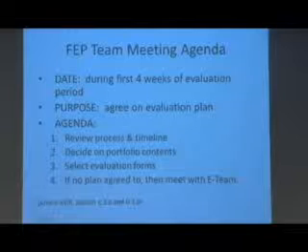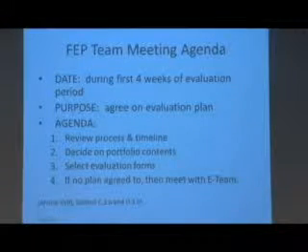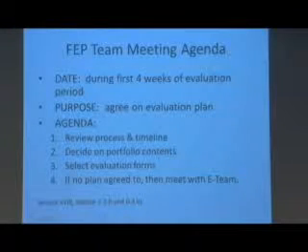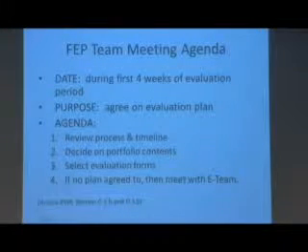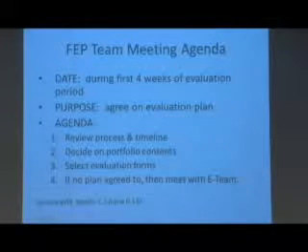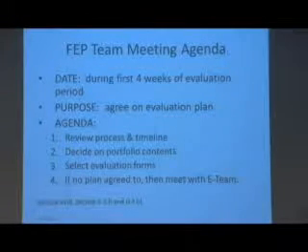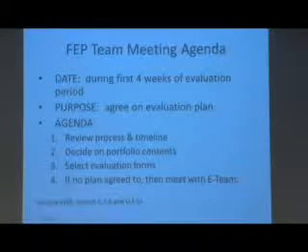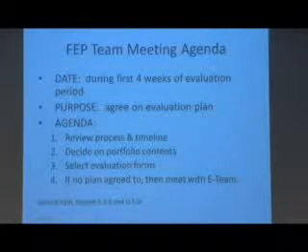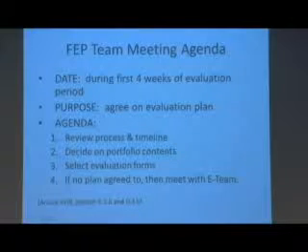So you're supposed to hold these meetings during the first 4 weeks. The purpose of the meeting is to agree on the evaluation plan, and the elements of that we'll discuss in a moment. So the agenda should include these items: review the process and timeline, decide on the contents, select the forms, and if there's a contingency for if the team can't agree, which defaults to the E team.